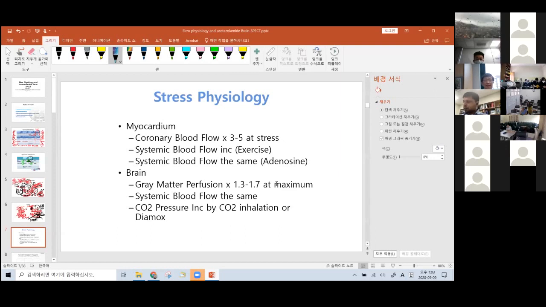That maximum is induced by the acetazolamide injection. And systemic blood flow is the same. Acetazolamide is kind of letting the brain tissue produce carbon dioxide the same manner. However, the carbon dioxide in brain is converted by the inhibition of the carbonic anhydrase by the pharmacologic action of acetazolamide. Or if you prefer, you can use the anesthesia machine to increase the partial pressure of the CO2 in the brain by just rebreathing.